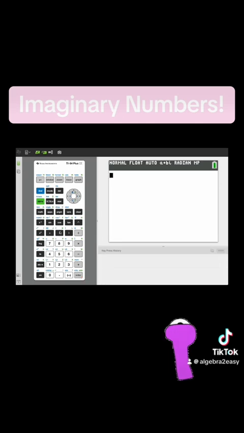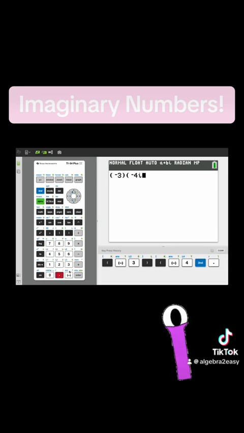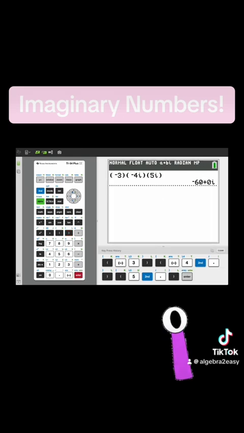So for instance, let's say we want to multiply. So we'll have negative 3 times negative 4i times 5i. So again, because our calculator is in the a plus bi mode, we can type this exactly as we see it in a problem, press enter, and there's our answer, negative 60 plus 0i, which we know is just negative 60.